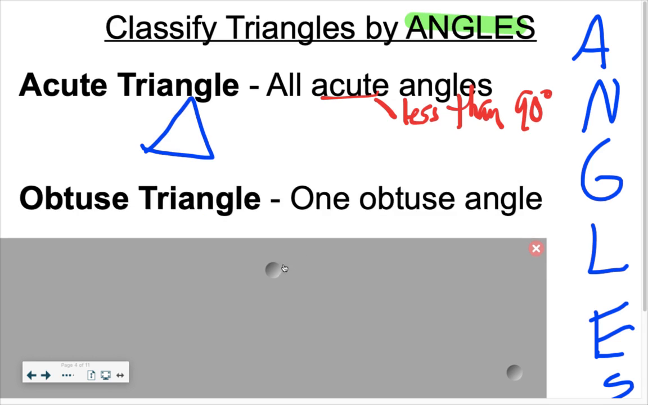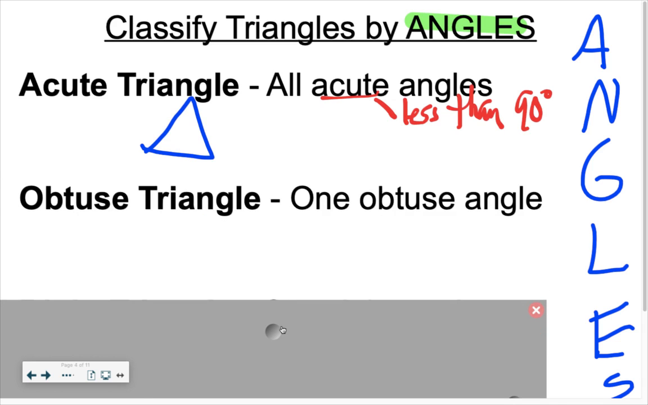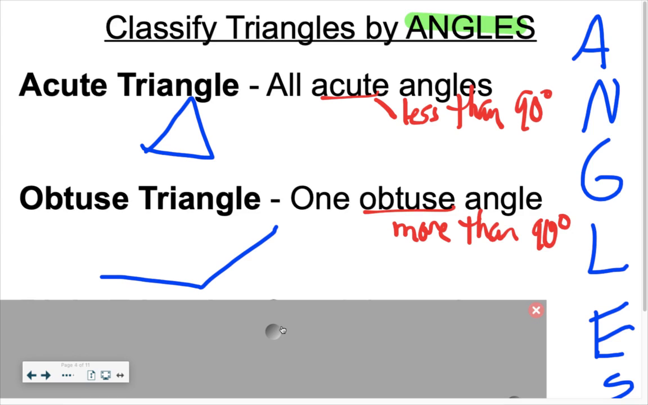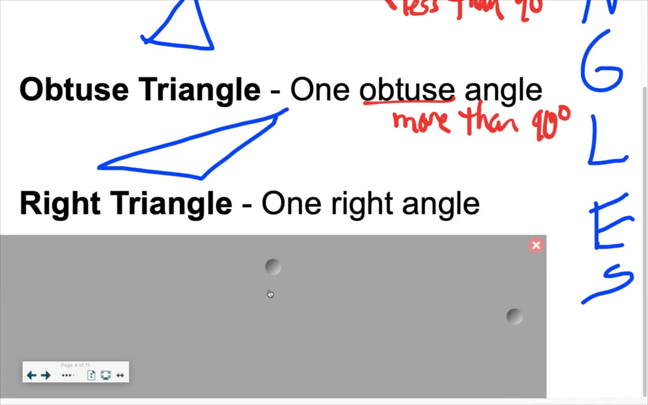That's what it looks like. All angles are less than 90 degrees. Right here, we've got that word obtuse. Obtuse, again, make that note to yourself, means more than 90. Sometimes referred to as a big angle, correct? So to draw an obtuse triangle, quickly just draw an obtuse angle, one that's more than 90 degrees, and connect them. Notice an acute triangle, all of them are acute. If not all three of them are acute, then it's one of these other ones. If one is obtuse, then the triangle is obtuse.